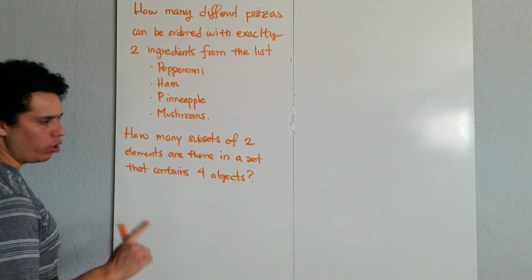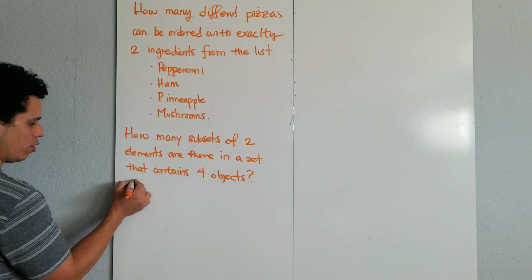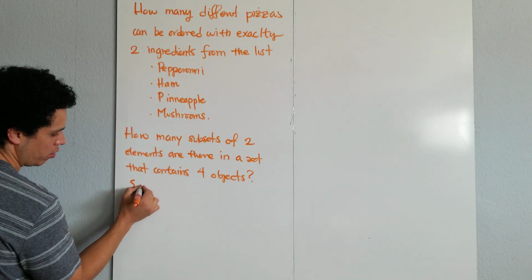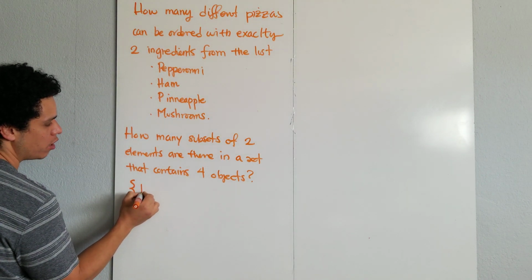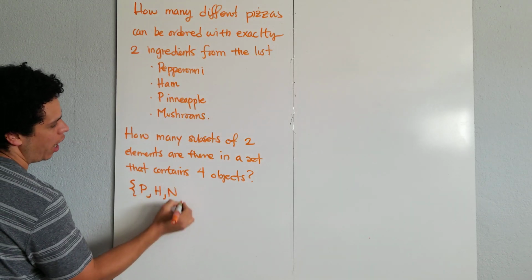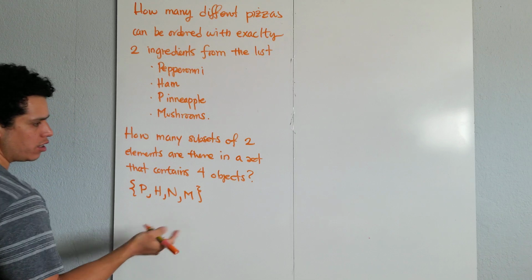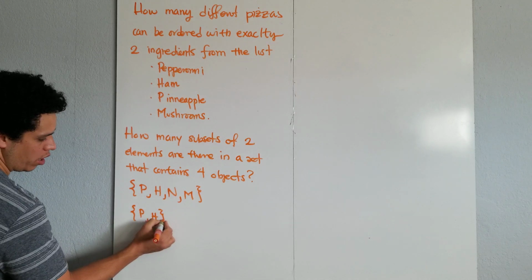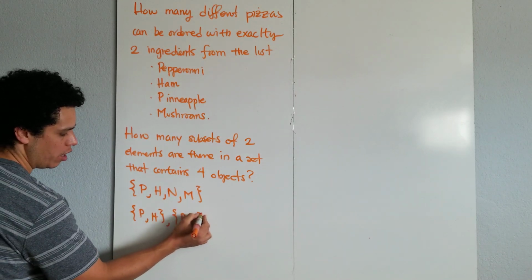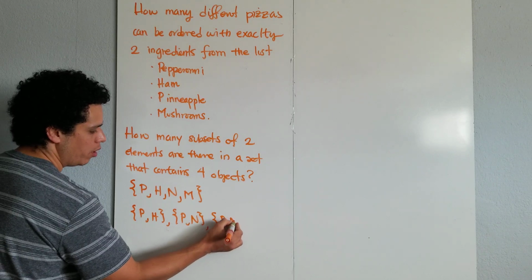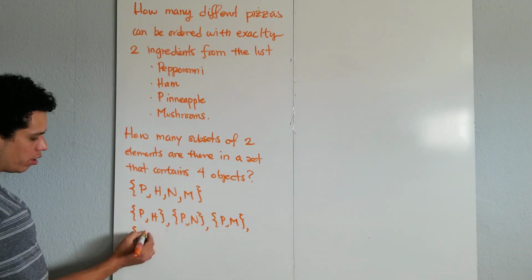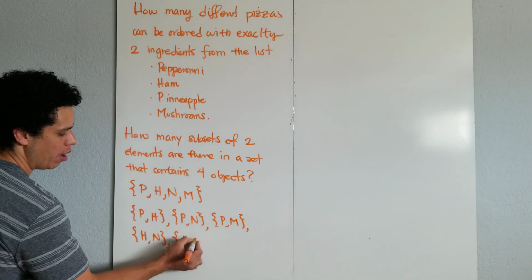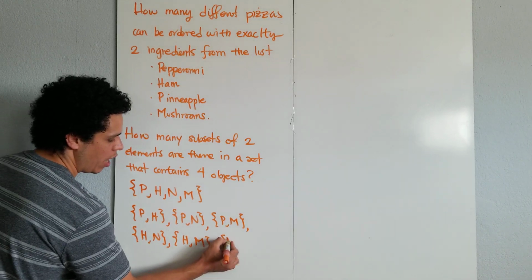Well, this is small enough so that we can do this by hand. So, let me use not the first letter, but kind of a code for this. I have my original set P, H, let's say N, and M. Let's see if we can count them. So I can pair P with H, I can pair P with N, I can pair P with M, I can pair H with N, I can pair H with M, and I can pair N with M.